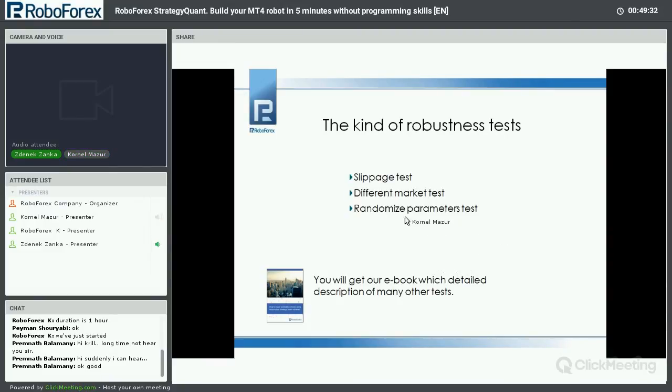And the last test is the test for changing market conditions, and the name is the Randomized Parameters Test. We are slowly going to the end, so this is the last test. So wait, be patient, and then we'll speak shortly about the offer we have for you, and we'll be done with it. So what is the randomized parameters test?